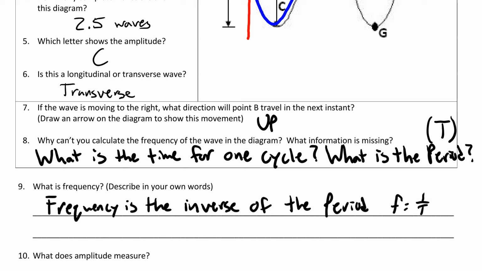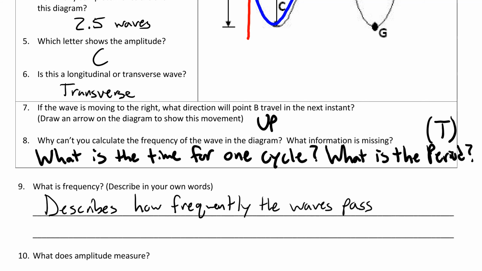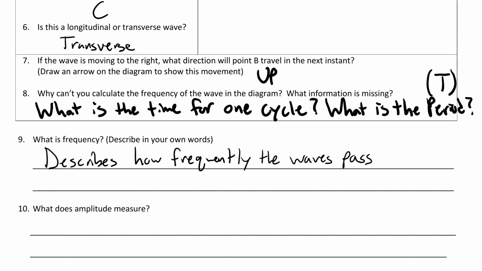But in case you're wondering, I like to say frequency describes how frequently the waves pass by every second. Or you could just say how frequently the waves pass by. So how frequently do the waves pass by you? I like to use the word in the definition here because you've probably heard the word frequently before. Like how many times? You could say how many times per second, and that's what it is. So how many waves per second?